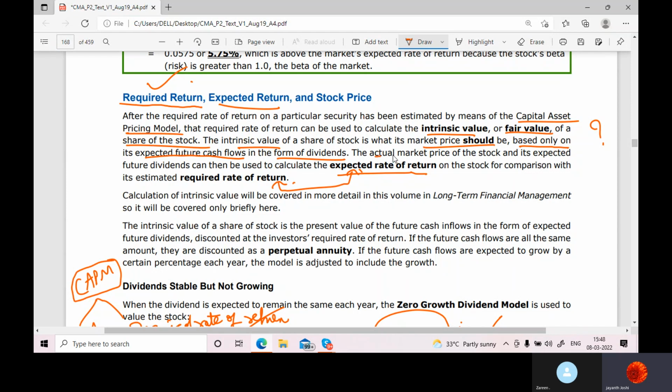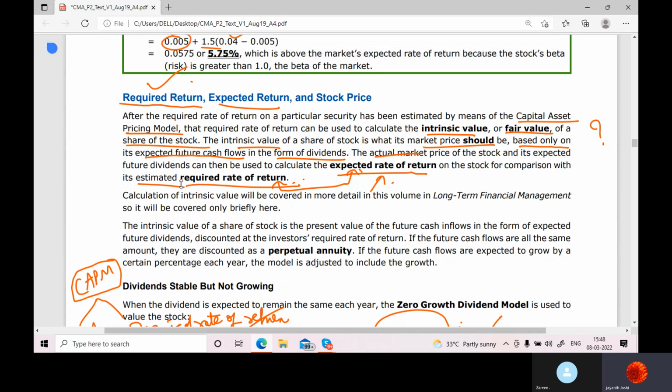Based only on its expected future cash flows in the form of dividends, we have calculated the intrinsic value. Now, the actual market price of the stock and its expected future dividends can be used to calculate the expected rate of return on the stock, for comparison with its required rate of return or estimated rate of return. First you will estimate, then you will see what is the actual. The actual market price is in reality what the market price is, and with its expected future dividends we can find out the expected return and compare it with the required rate of return.